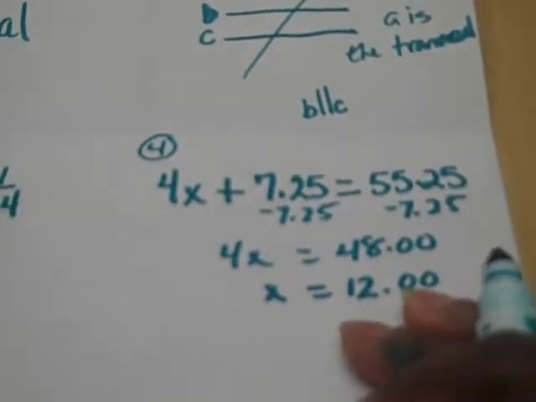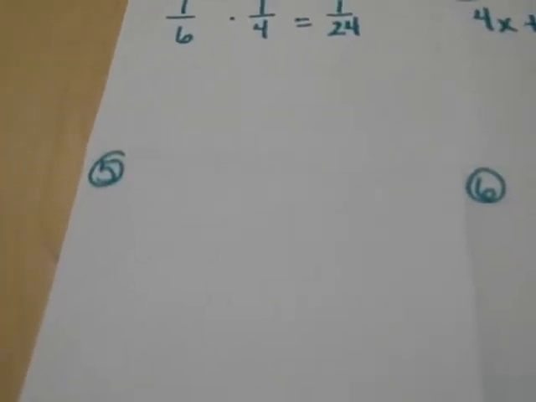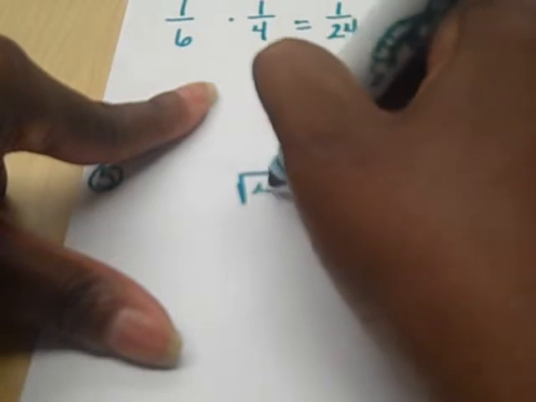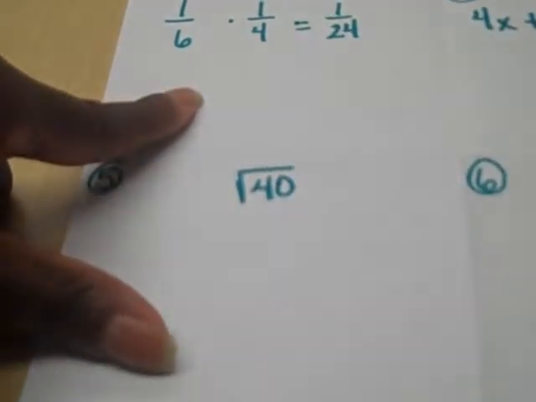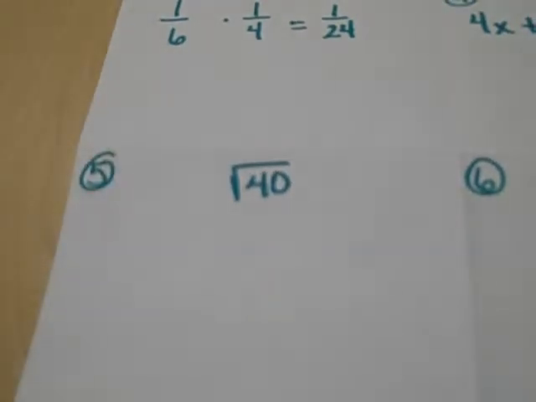Okay, problem number 5 is asking for us to work with square roots. Square root of 40 is between which 2 integers? Which is it closer to? So in order to determine which 2 integers the square root of 40 is closer to, we need to identify the perfect squares.